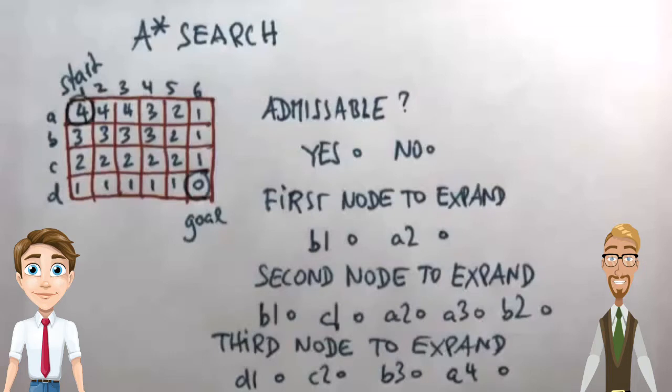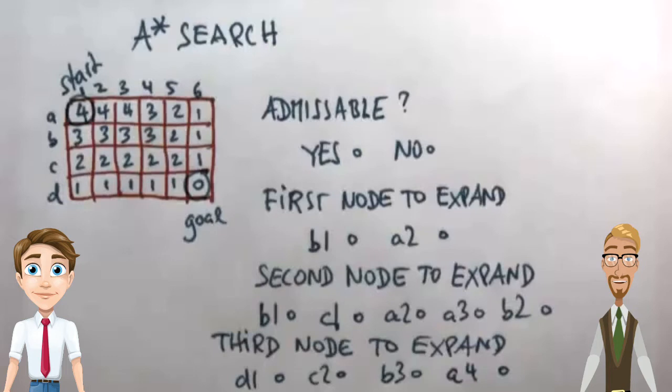Each cell has a heuristic value. I will read the heuristic values in cells from left to right. The first row is 4, 4, 4, 3, 2, 1. The second row is 3, 3, 3, 3, 2, 1. The third row is 2, 2, 2, 2, 2, 1. And the fourth row is 1, 1, 1, 1, 1, 0.